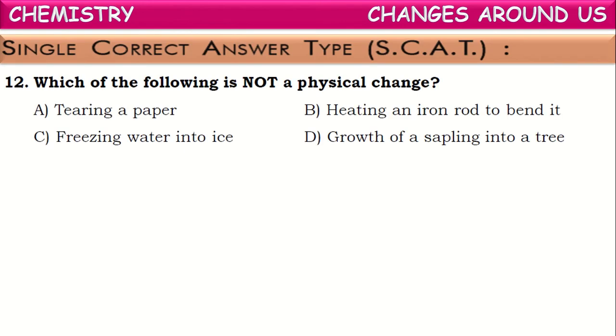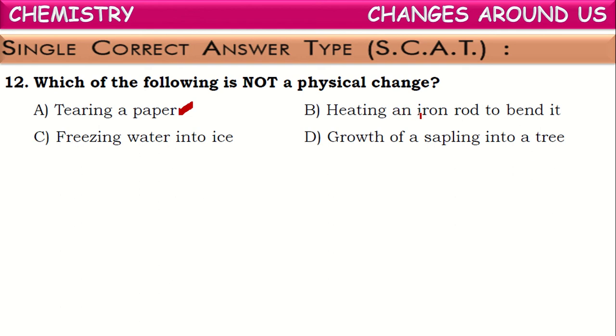Now let us see single correct answer type questions from this. The first one among those: which of the following is not a physical change? See, tearing a paper. What happens if we tear a paper? Even after tearing a paper, there will be no change in its chemical composition. Only a physical property, that is size, changes. Instead of being bigger, it becomes smaller pieces. But no chemical composition change. So it is a physical change.